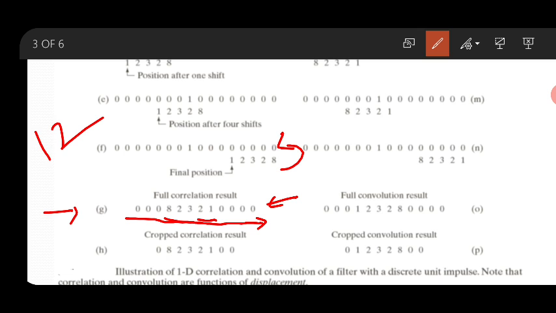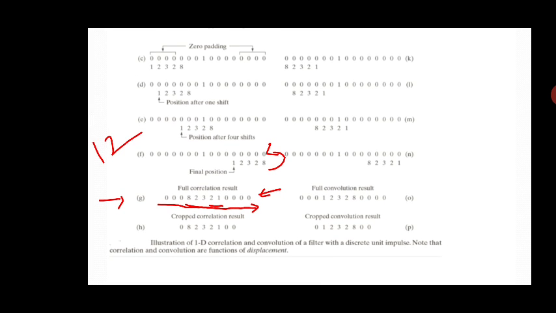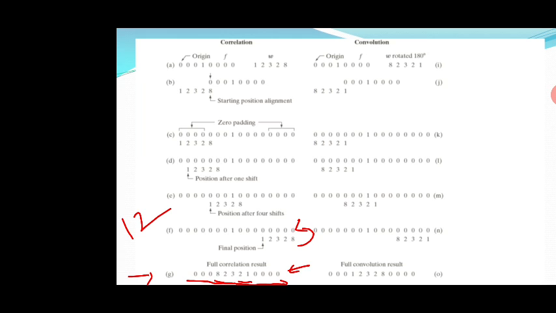Now what is the total length here? 12. Now in the final step, the cropped correlation result, the output has to be the same as the length of f. I'll repeat, the length of the output has to be the same as the length of f. Now what is the length of f here? I took f without the appending of zeros.